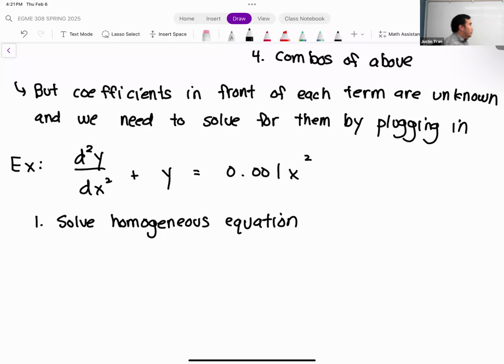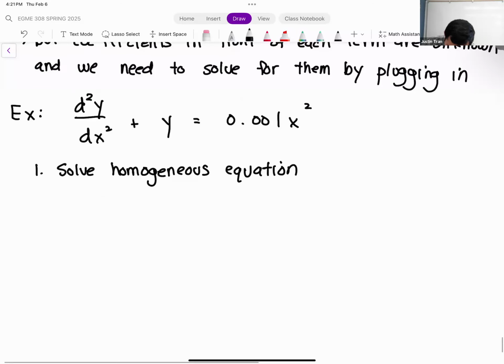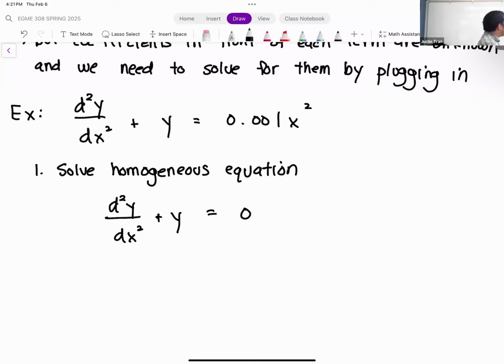So for the homogeneous equation, we're going to assume that the right-hand side is 0. So we're going to have d squared y dx squared plus y is equal to 0. For now, we're ignoring the fact that the 0.001 x squared is present, so we're just setting that equal to 0.